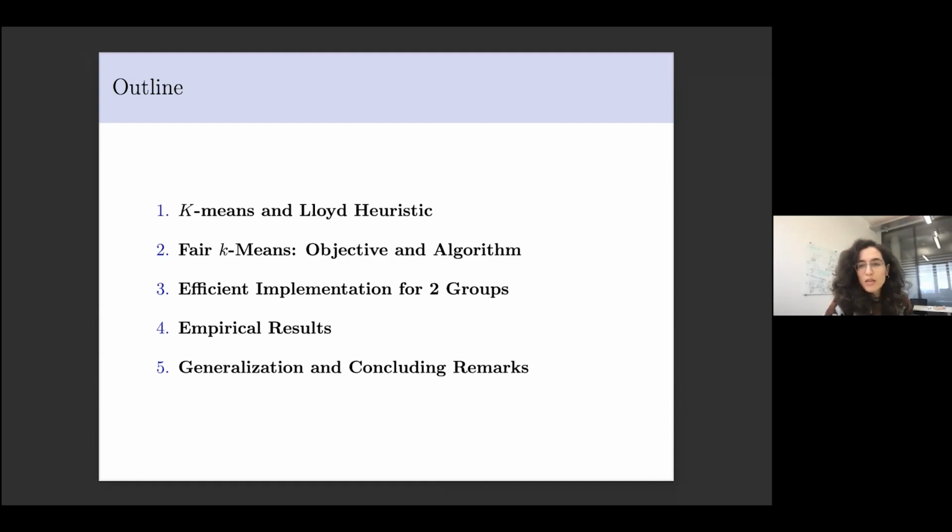And the main contribution of our work is that we introduce a modification of Lloyd algorithm that is simple and efficient and can be used in practice if our notion of fairness is something meaningful for the application context. I will conclude by showing some empirical results of how our algorithm performs in practice and some generalization and open questions.